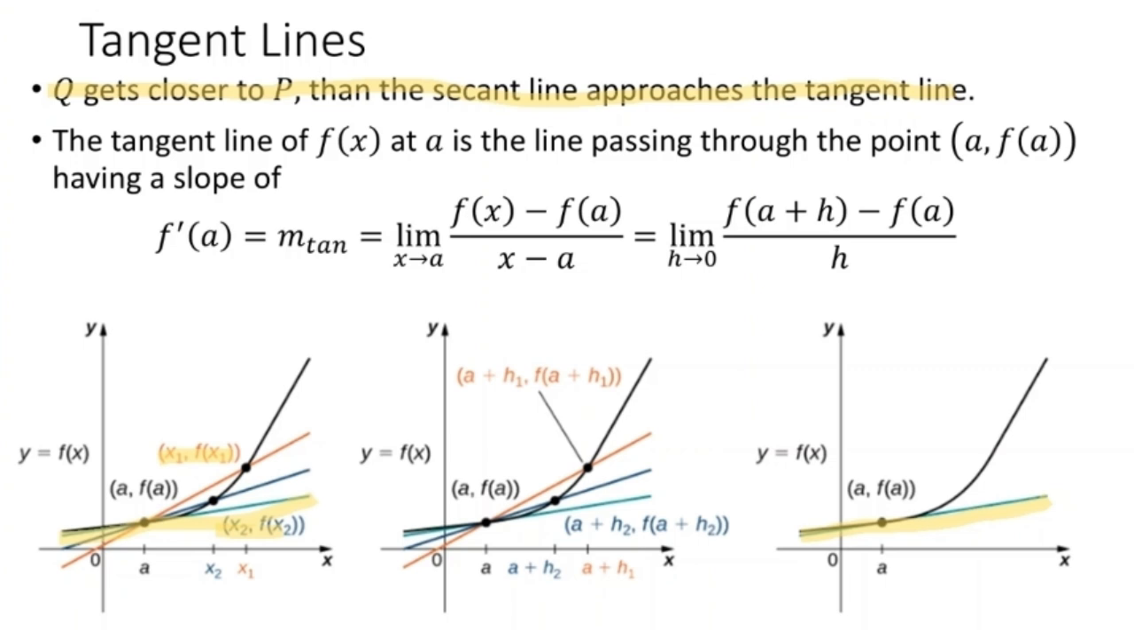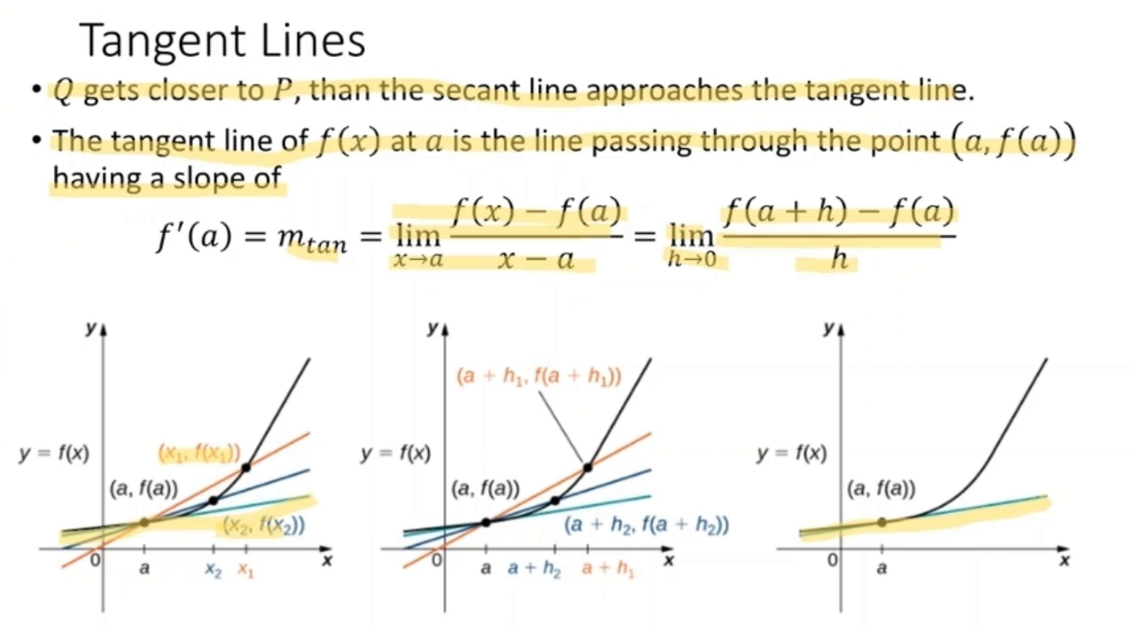Now, for the formal definition: the tangent line of f of x at a point a is the line that passes through the point (a, f of a) and has the slope, which we're going to denote as m tangent, which will be the limit as x approaches a of f of x minus f of a all over x minus a. Or it's the limit as h approaches 0 of f of a plus h minus f of a all over h.